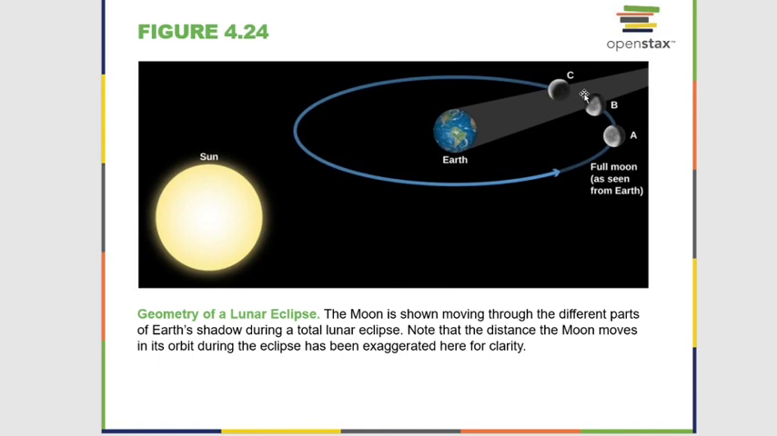Those can often last for an hour or something like that, because the Earth's shadow is so much bigger on the moon than the moon's shadow is on the Earth. So again, a lunar eclipse is seen by everybody on the side of the Earth that can see the moon, whereas a solar eclipse is only seen by the people in the shadows. So many, many more people see lunar eclipses than solar eclipses.